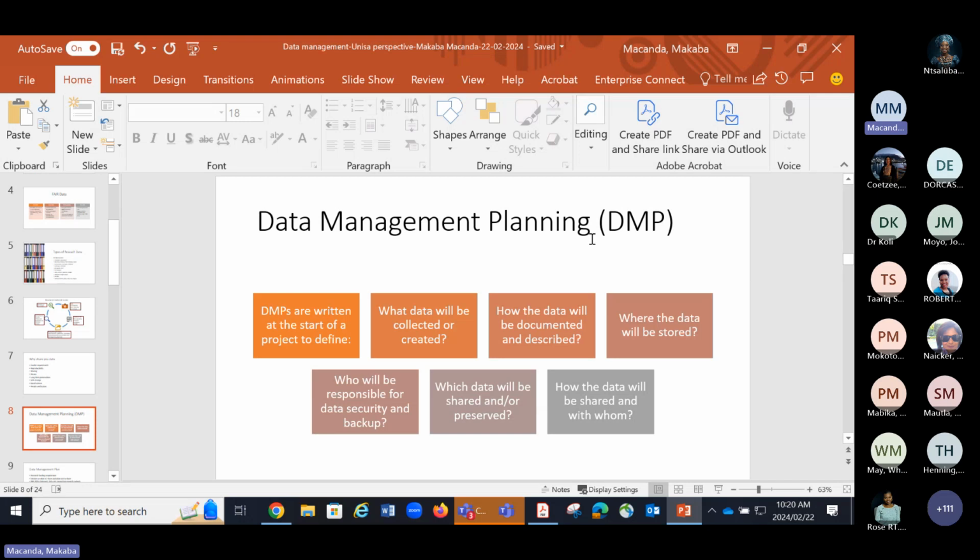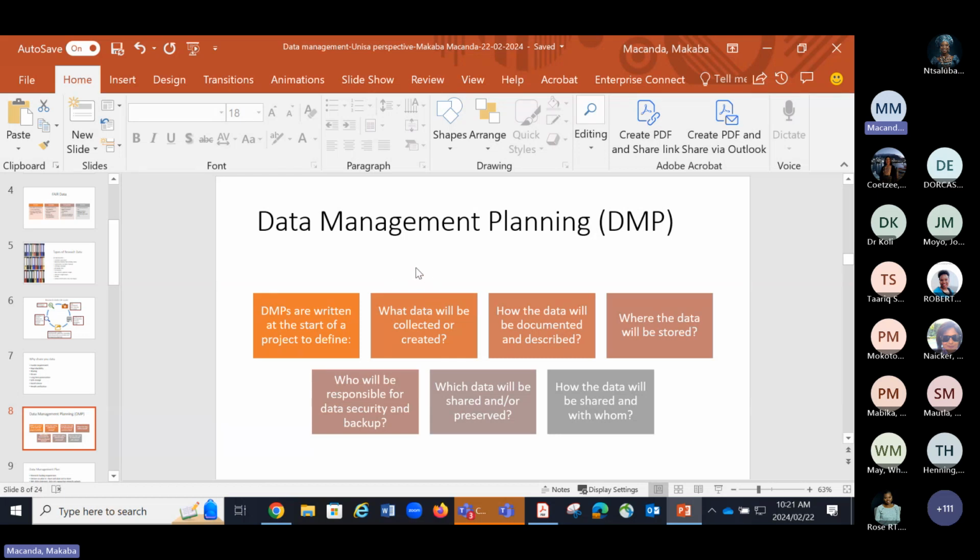Data management plans, DMPs, are typically written at the start of your research project. So let's say, for instance, you want to apply for funding. Your funder will ask you if you have a data management plan. If you don't, feel free to contact me and I will advise the best way possible.